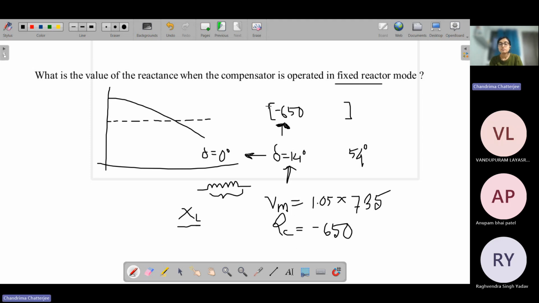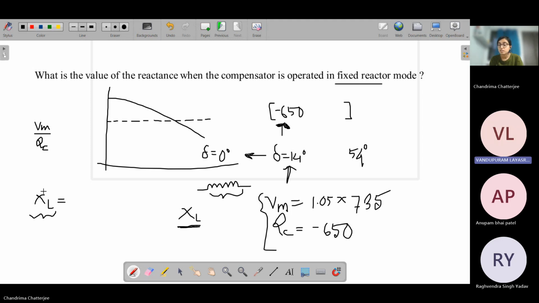This is basic power electronics or power system, whatever. This is a basic concept. If you have the voltage and the reactive power, then how to find out this reactance value? Vm by QC, ma'am. Are you sure? Vm into Vm. Vm by QC, does it match with the dimension of XL?